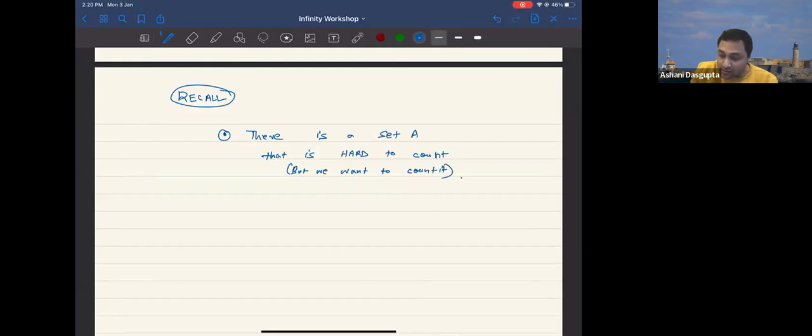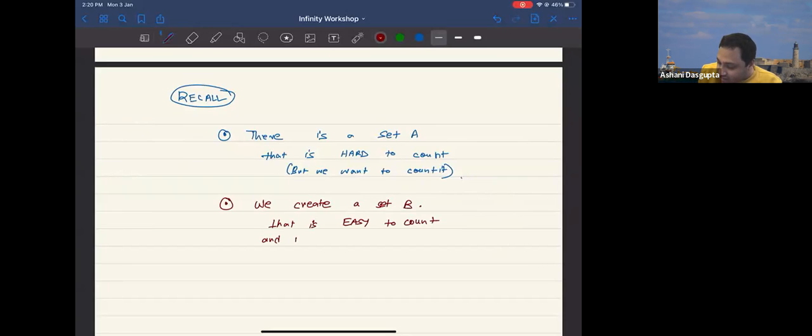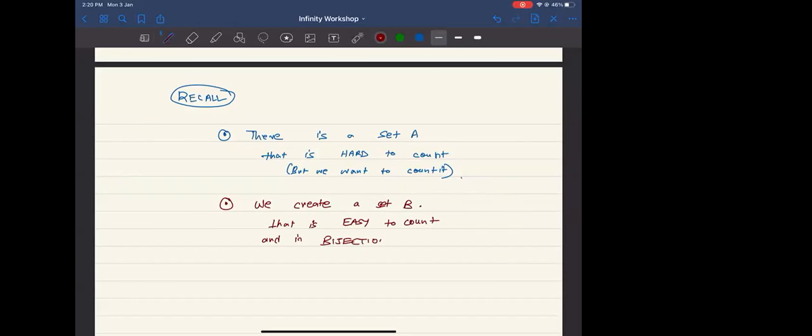Okay. So what do we do? Well, we create a set B that is easy to count, and in bijection with set A.